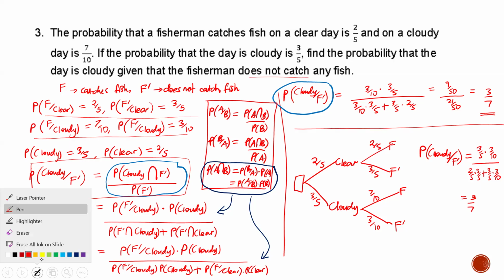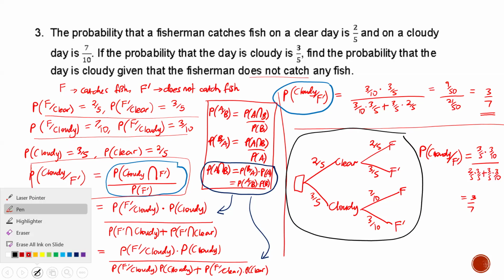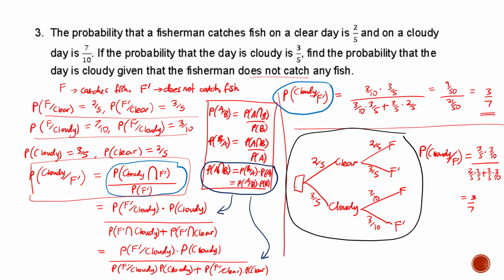That's actually kind of what the tree diagram showed. Because the tree diagram will show you that, okay, we have our base conditions, the weather, it being clear and cloudy. We know that chances of it being cloudy are 3 out of 5 from the question. Therefore, chances of it being clear, 1 minus 3 out of 5, which is 2 out of 5. And we've been told that on days when it was clear, chances of him catching fish 2 out of 5, meaning that him not catching fish 3 out of 5. And chances of him catching fish on a cloudy day are 7 out of 10, meaning that chances of him not catching fish on a cloudy day are 3 out of 10, which is 1 minus 7 out of 10.